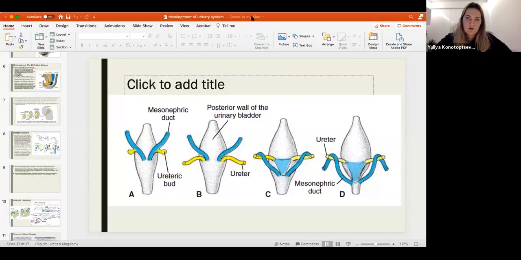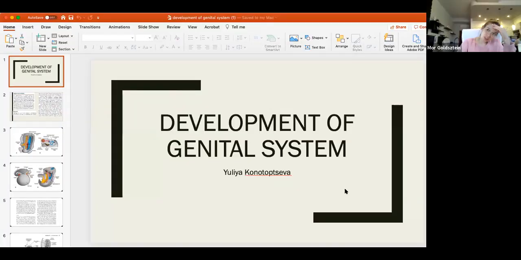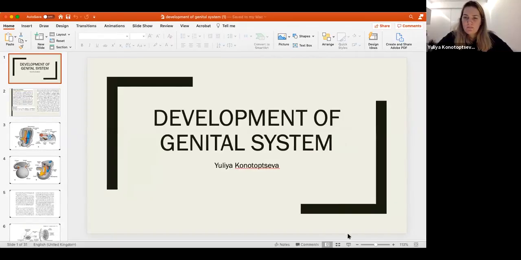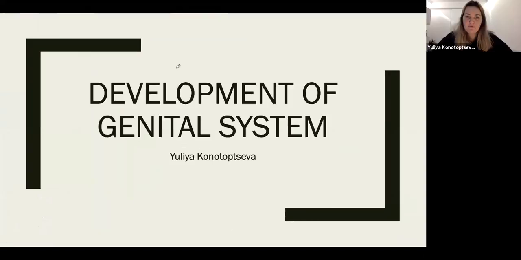Okay, speaking of ejaculatory ducts, let's go to the genital system. The majority of it is repetition from embryo 1, so hopefully you remember embryo 1. So what do we call undifferentiated testes and ovaries? Gonads. What do gonads consist of? What can you find in the gonads? Primordial germ cells. They will go there, yeah.